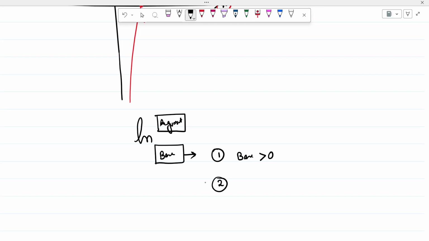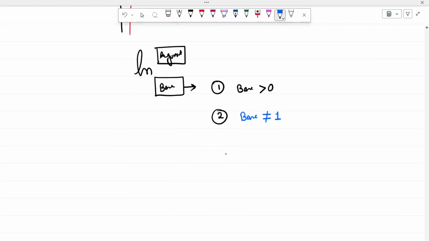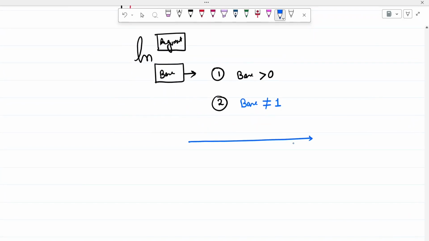Is there any other condition? Okay, so the base should not be equal to 1, right? So these are the two conditions on the base. If you try to visualize the conditions, we have two categories of the base. The first one is between 0 and 1. And the second one is greater than 1.